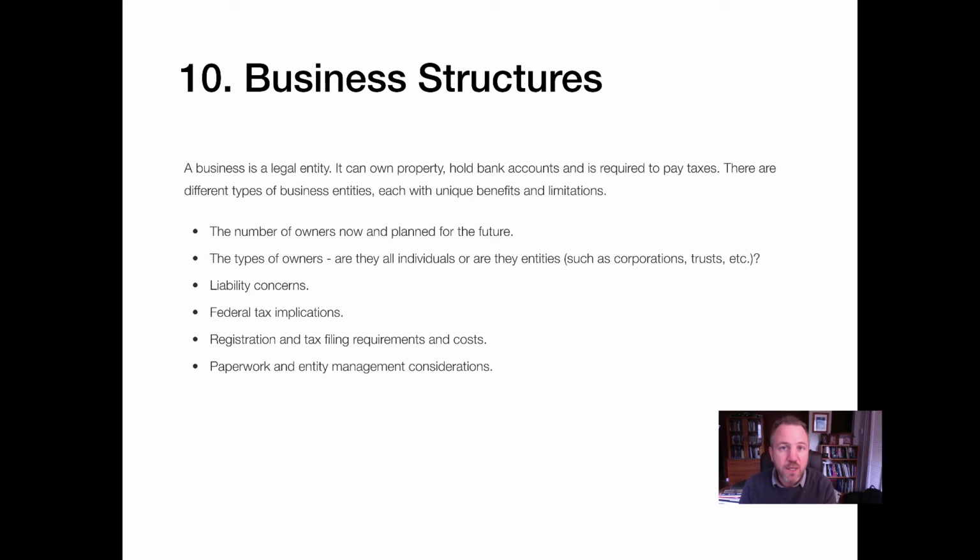The next thing we want to talk about are the business structures that are available to you. A business is a legal entity. It can own property, it can hold bank accounts, and it's required to pay taxes. There are different types of business entities, and each one has its own unique benefits and limitations. So we're going to go through several of those.